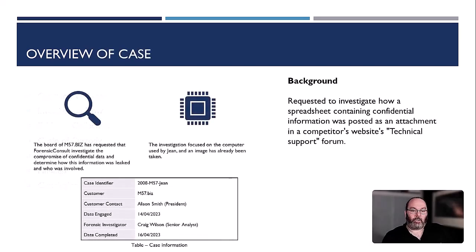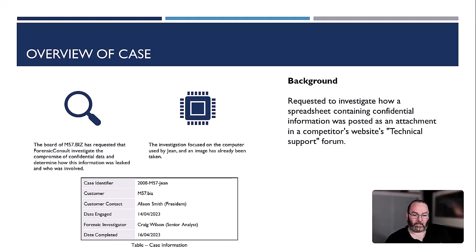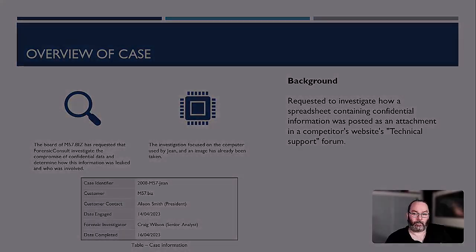On the overview of the case, you, as the board, have requested that we investigate what happened to expose some confidential information. The confidential information that was exposed was an Excel document related to some salaries and social security numbers. So we've created a case for this. The case has been given an identification number of 2008M57G. An image has already been taken of the workstation, and we'll go through the process of doing that.